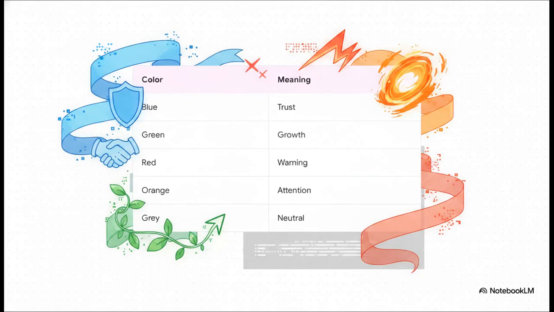Color psychology is another really critical factor here. We have to use colors with real purpose. Think about it. Blue naturally communicates trust. Green implies growth. Red signals a warning, and orange demands your attention. And gray? Gray is your absolute best friend for neutral baseline data. But remember, while color is great, you also have to ensure sufficient contrast so that your dashboard is actually accessible to everyone.